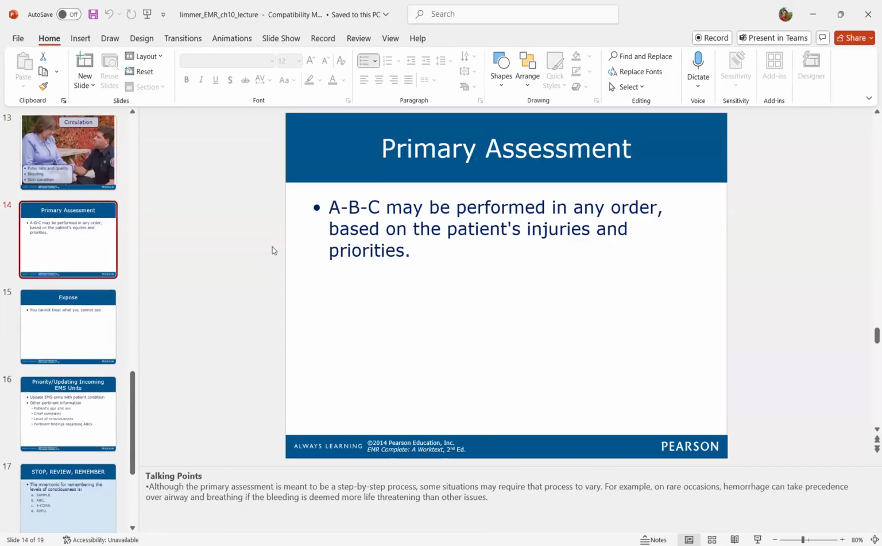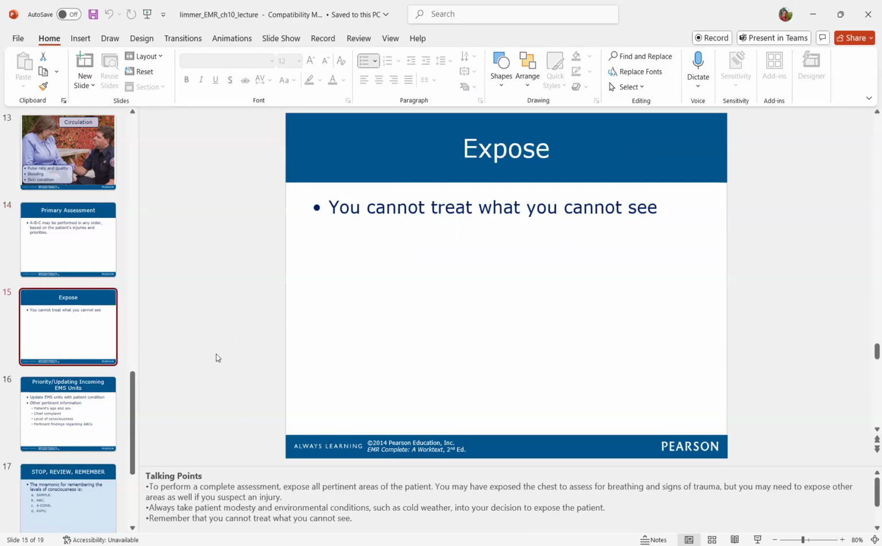So with primary assessment, ABCs may be performed in order based on the patient's injuries and priority. It's kind of a step-by-step process. Some situations may require that process to vary a little bit, like the rare occasion of the hemorrhage, and I'll bring that sheet back up and show you where that is on there. We're going to expose to perform a complete assessment.